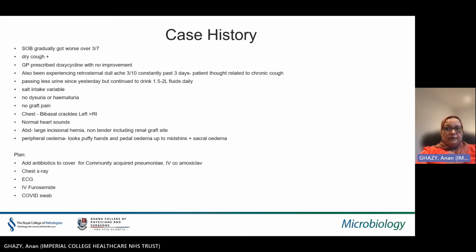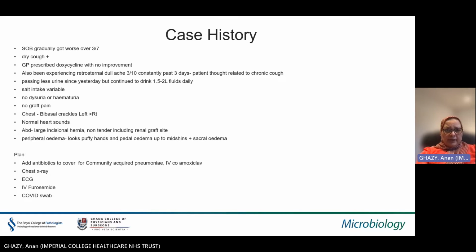He was admitted to the hospital with history of shortness of breath, which got worse over the last 3 days. He has history of dry cough, and his GP prescribed oral antibiotics, which was doxycycline, with no improvement. He also experienced retrosternal dull ache pain, which was consistent for the last 3 days, and the patient thought it is related to his chronic cough.